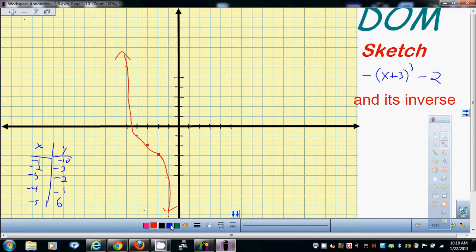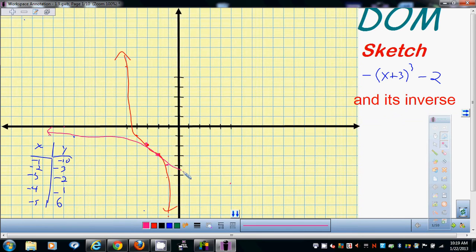Let's see. -10, -1. Holy mackerel. It's going to be like here-ish. -3, -2. Wait, no. I'm sorry. Yeah, that's right. -2, -3. That's weird. -1, -4, and 6, -5. Connecting the dots. That's a little too high. It's going to come down through there.